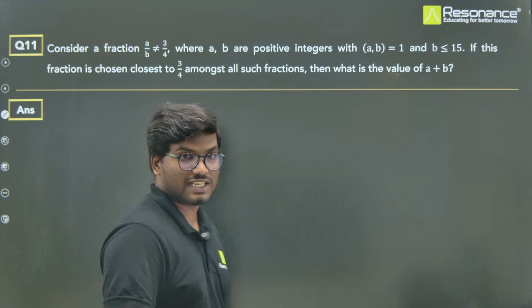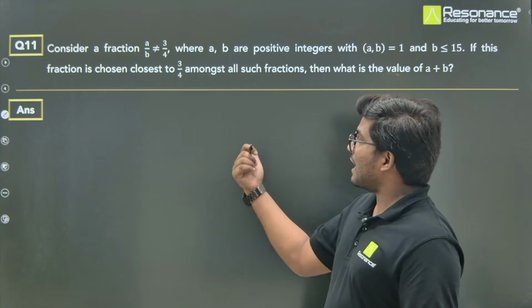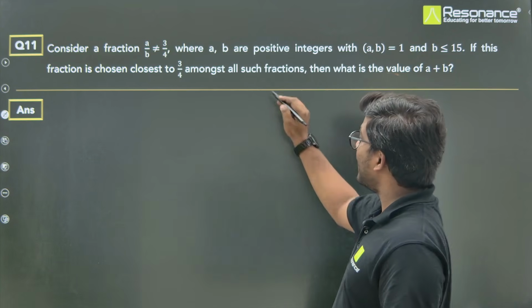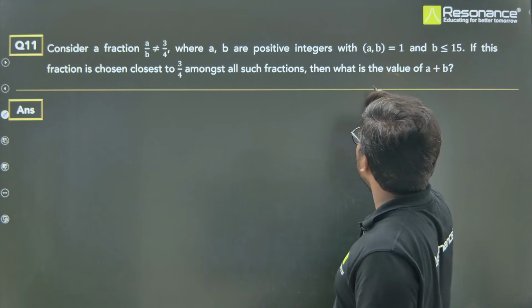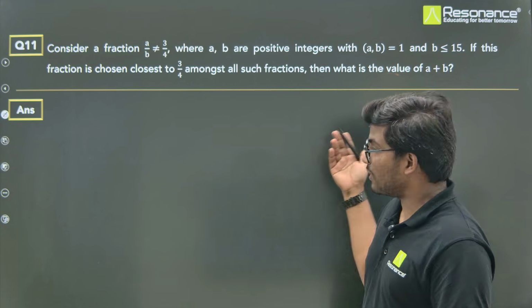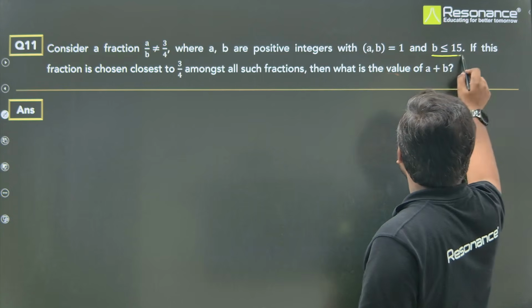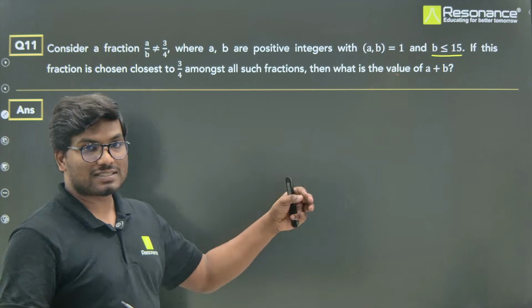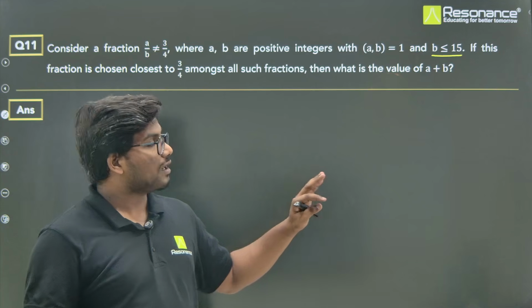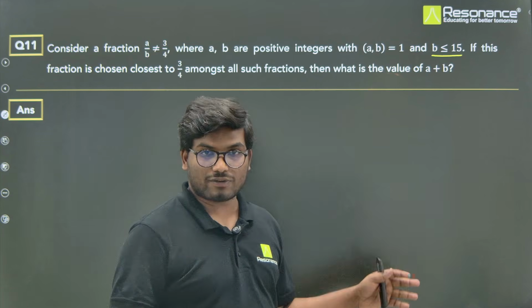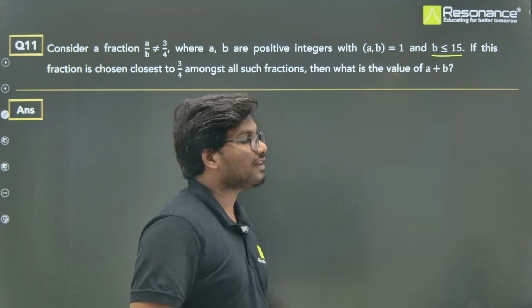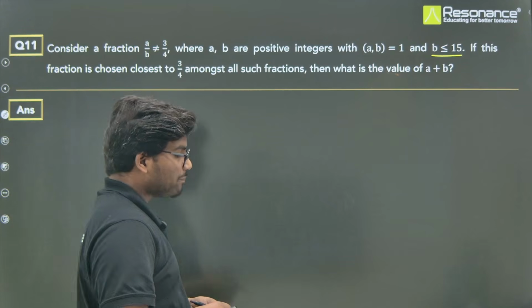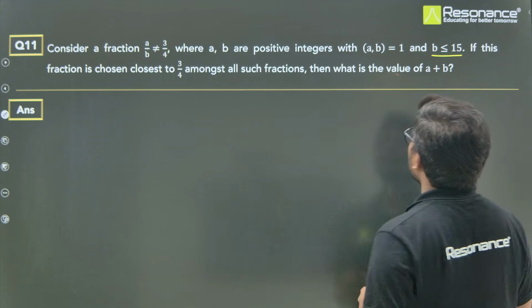To start off with the question. So the question says, consider a fraction a by b, which is definitely not equal to 3 by 4, where a and b are positive integers, a and b are co-prime, and b is less than or equal to 15. So b could be an integer less than or equal to 15, or at max it could be 15. And if this fraction is chosen closest to 3 by 4 among all such fractions, then what is the value?